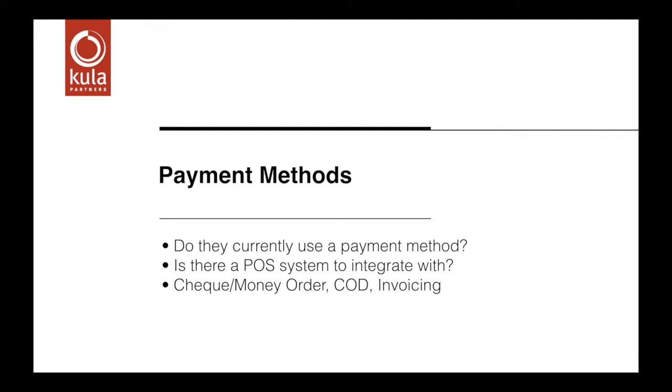Will they be accepting simple payment methods like check, money order, cash on delivery, or invoicing? And if so, when do they ship the products if those are physical goods? There's also online payment methods like Stripe, PayPal, Moneris, Beanstream, or Authorize.net. Those are some of the more popular ones. If they're already using a payment method, you need to be able to ensure you're able to work with that.